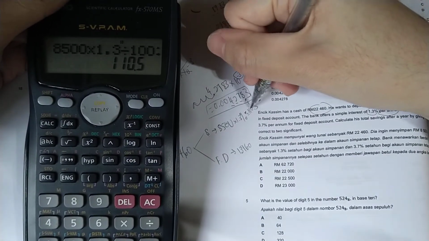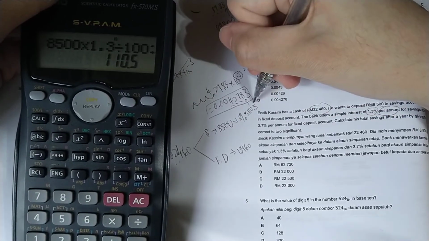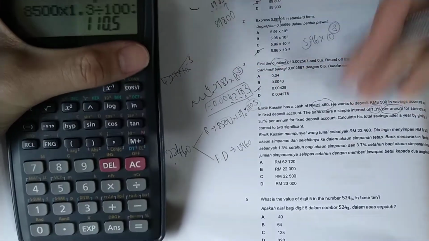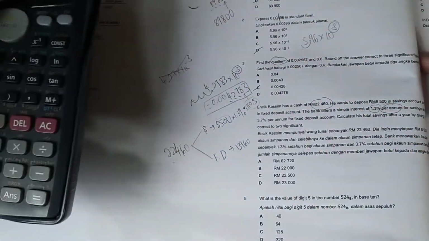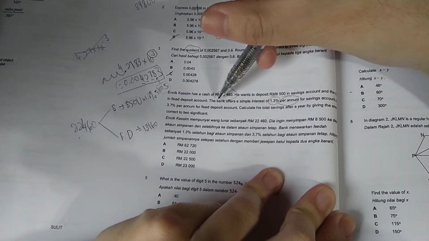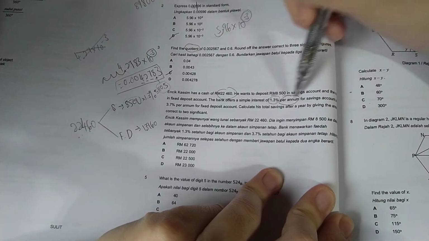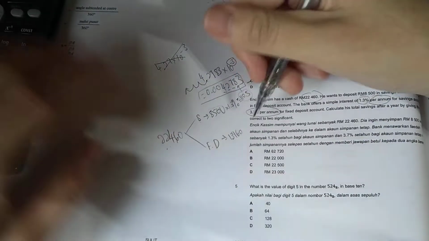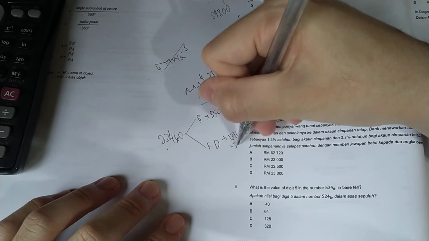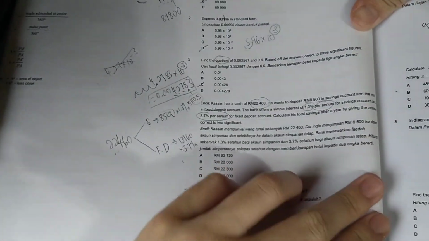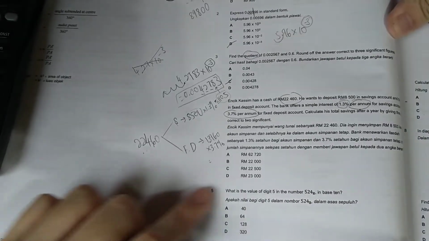But if you want to find the total money earned from savings, you still need to take 110.5 plus 8,500. But since I haven't finished reading the question, and I also don't know what they want, let's just keep reading first and see what else they say. So the bank offers simple interest 1.3% for savings and 3.7% per annum for fixed deposit. So you can take this thing and times 3.7% to get the bonus for fixed deposit.